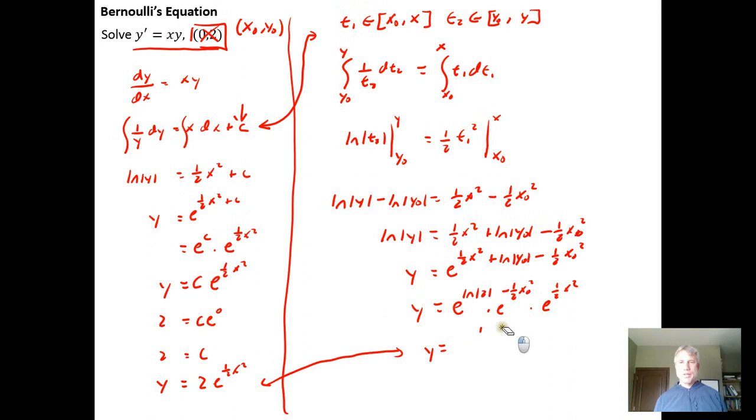And then this cleans up in the next step, we get e to the natural log of the y naught sitting in here. So we still wind up with the y naught, and in our original case it was a 2. The y naught was equal to 2. So whatever y naught is going to wind up here. We get y naught times e to the negative 1/2 x naught squared times e to the 1/2 x squared as our particular solution if we start with x naught, y naught as our initial conditions.